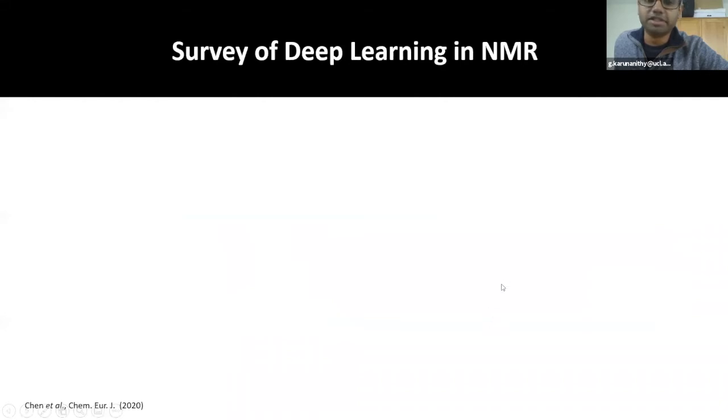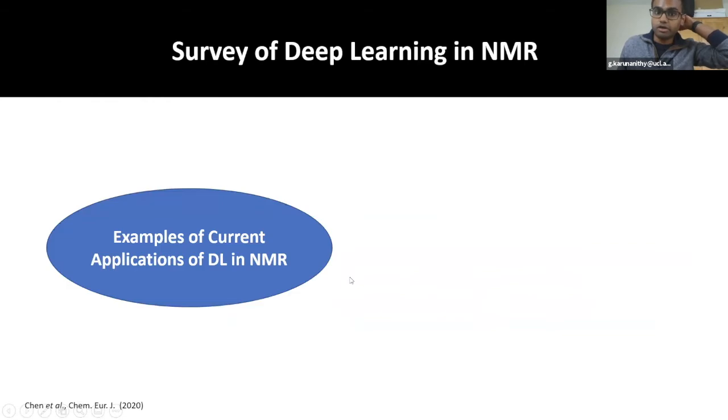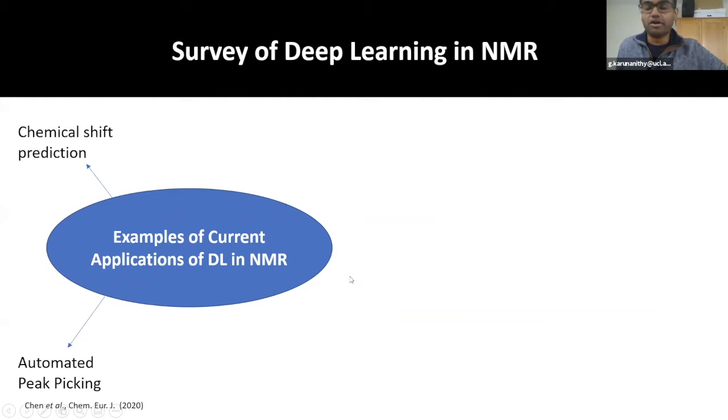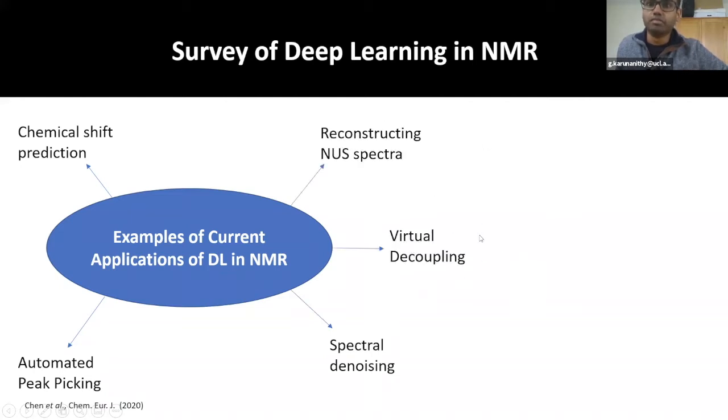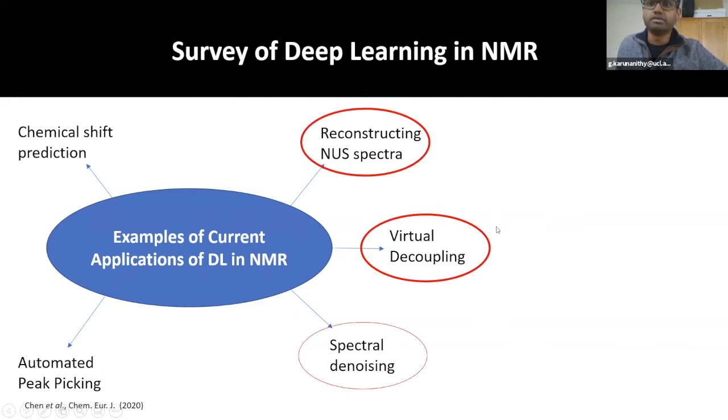So, a brief survey of some of the things people have done before in NMR: automated peak picking, which has been discussed already. I'm not saying any of these things are better than other algorithms. They're just things that people have worked on. So chemical shift prediction, spectral denoising, virtual decoupling, and reconstructing non-uniformly sampled spectra. What I'm going to talk about today is going to be these things I've circled. So reconstructing non-uniformly sampled spectra firstly, and then some stuff on virtual decoupling, and I'll touch a little bit on spectral denoising as well.